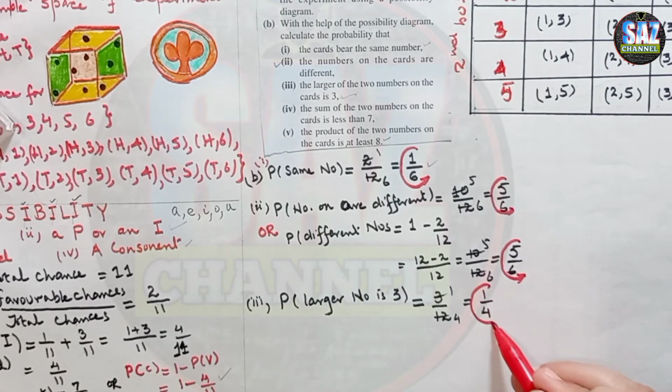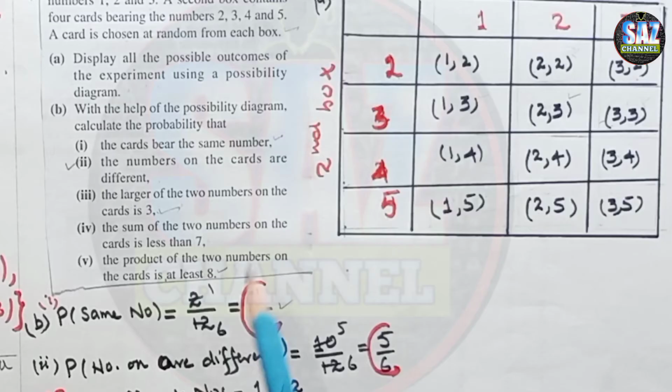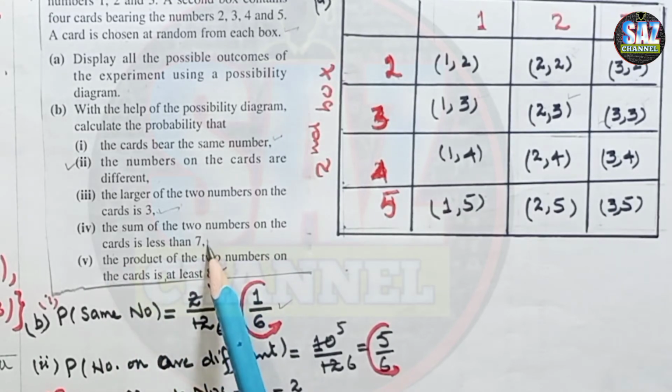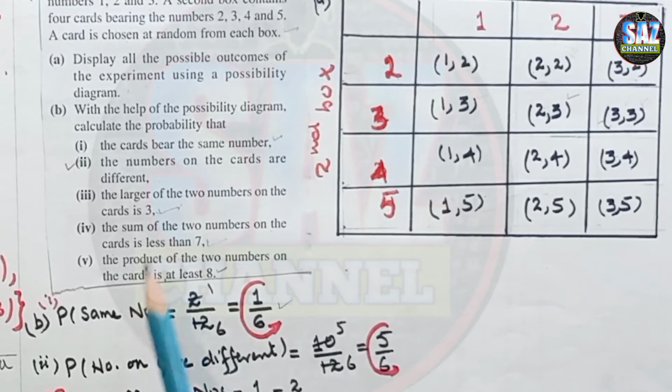Let's move to the next two parts as well. That says the sum of the numbers on the cards is less than 7. Because the next part is for the product as well, let's make a key here for the examiner, with the sum written at the top.